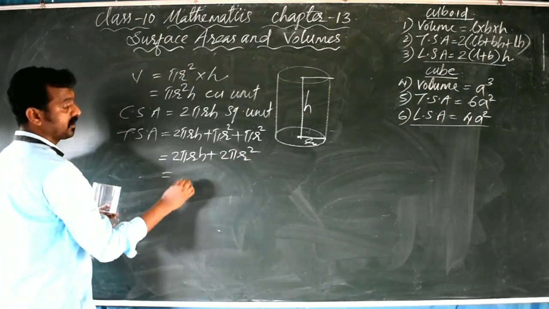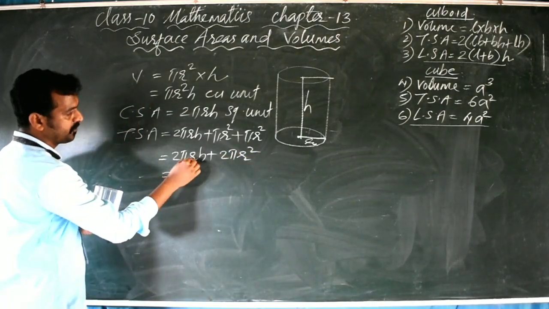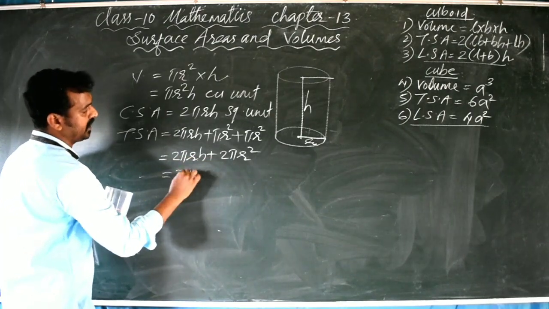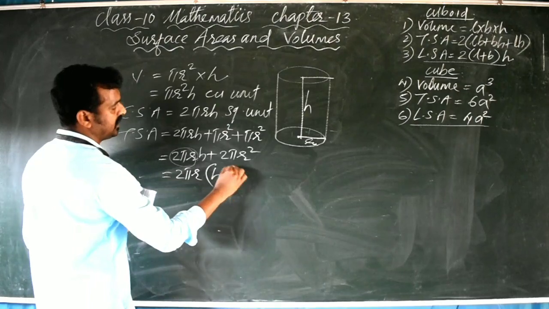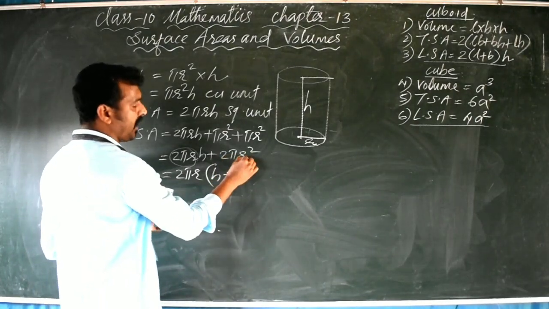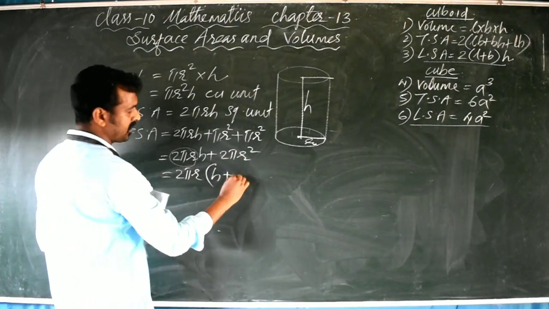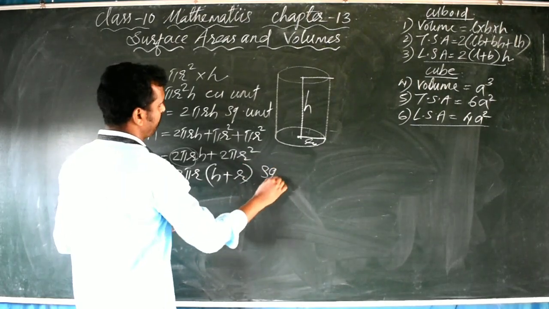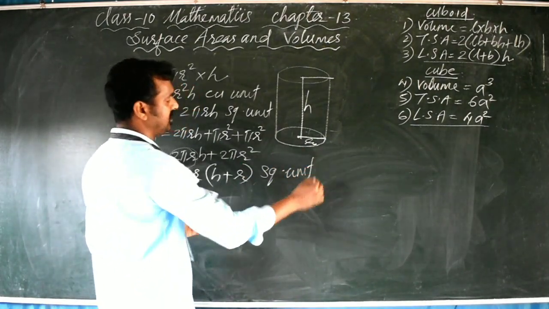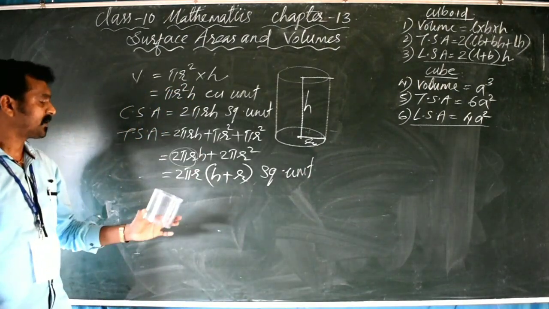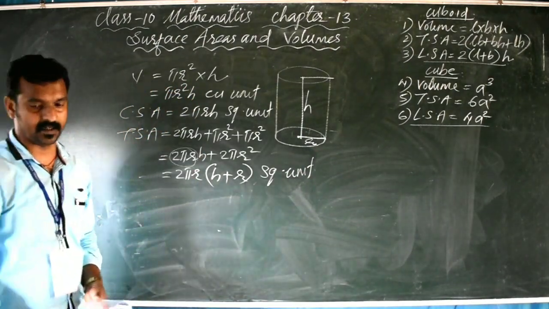square. That is equal to, we can take out the common factor. 2 pi r is common. 2 pi r taken outside, what remains here? h plus, with 2 pi r taken outside, 1 r will remain there. 2 pi r into h plus r square unit. That is the formula for finding the total surface area of a cylinder.